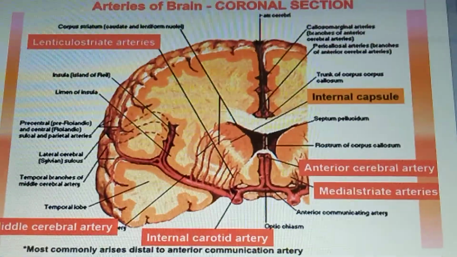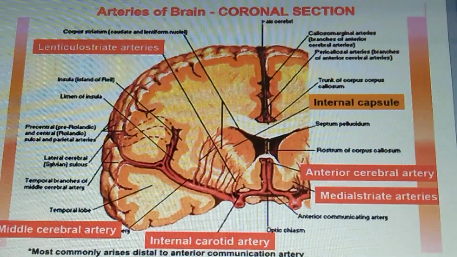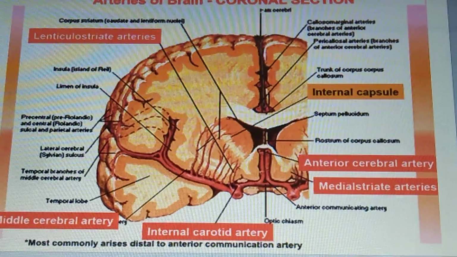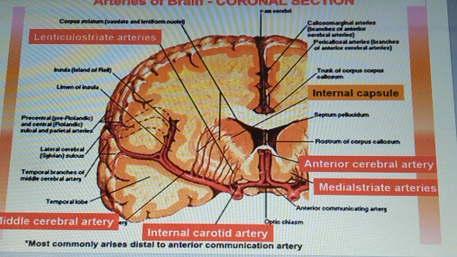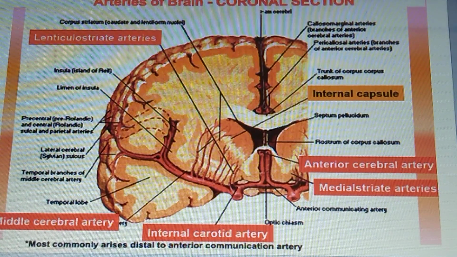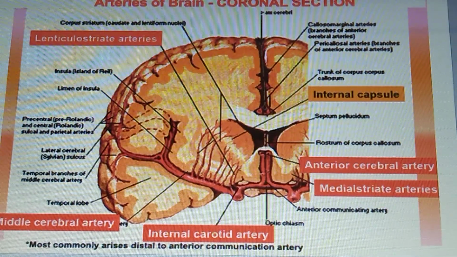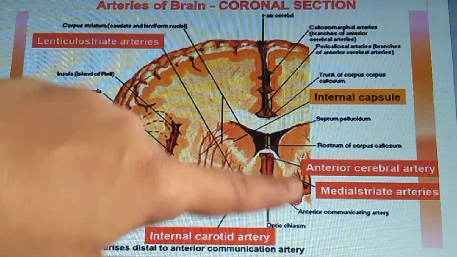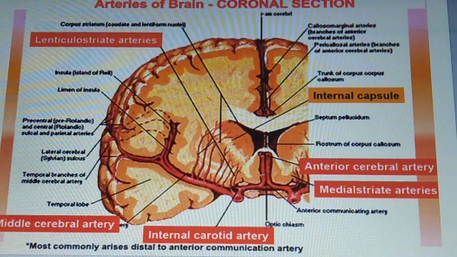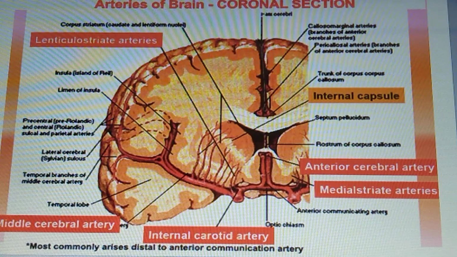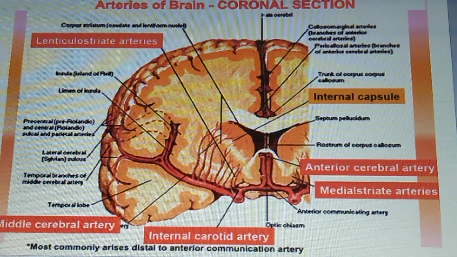Now in this diagram you can understand very well about all the groups and their arteries. First, the anteromedial group. In this, the largest branch is the medial striate or the recurrent artery of Heubner. Here you can see the medial striate artery is shown. It supplies the corpus striatum and internal capsule, which has the motor fibers for the face, tongue and shoulders.